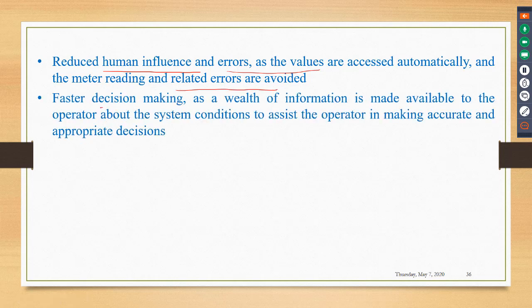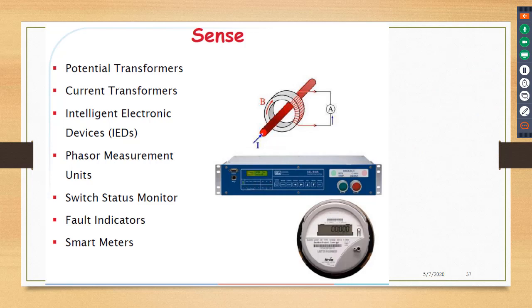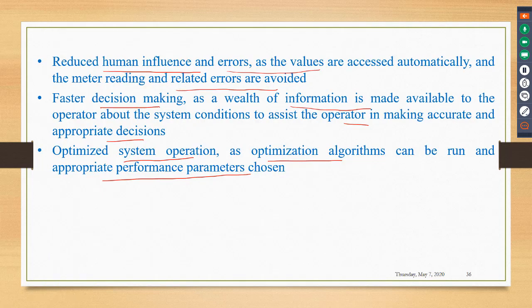Faster decision making, as a wealth of information is made available to the operator about the system conditions to assist the operator in making accurate and appropriate decisions. Optimized system operation, as optimization algorithms can be run and appropriate performance parameters chosen. Okay, so this is all about automation.